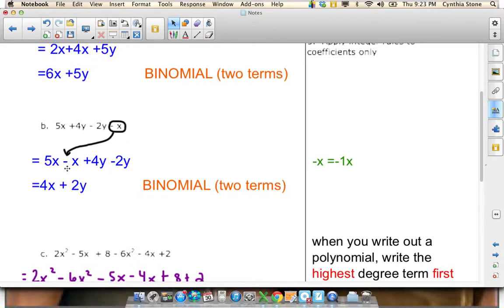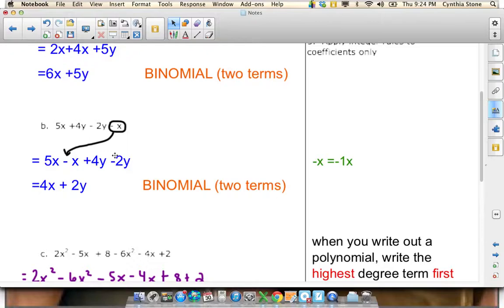That's why that is negative. It's because it came with the x. Okay, then you have 4y, and again, minus 2y. The minus came with the 2y. Whatever sign is in front of a term stays in front of the term, and that's just so important.